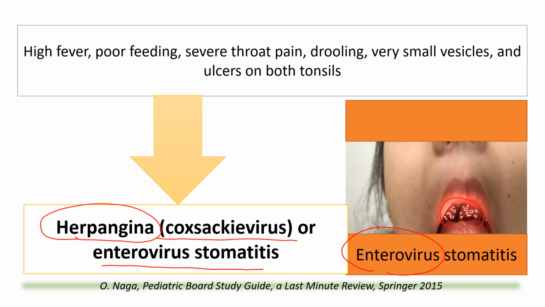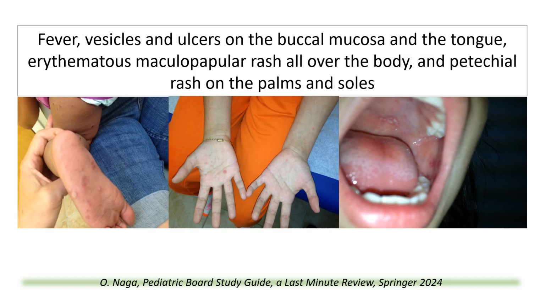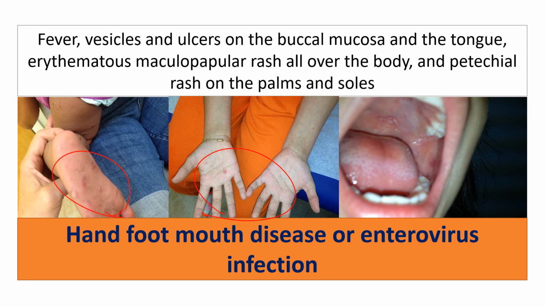Stomatitis can be with or without rash. Fever, vesicles, and ulcers on buccal mucosa, hard palate, and tongue. Erythematous maculopapular rash all over the body, petechial rash on the palms and soles. What is the most likely diagnosis? This is hand, foot, mouth disease. Be familiar with enterovirus infection with exanthem. You may not see hand, foot, mouth disease in the choices. This is an enteroviral infection.